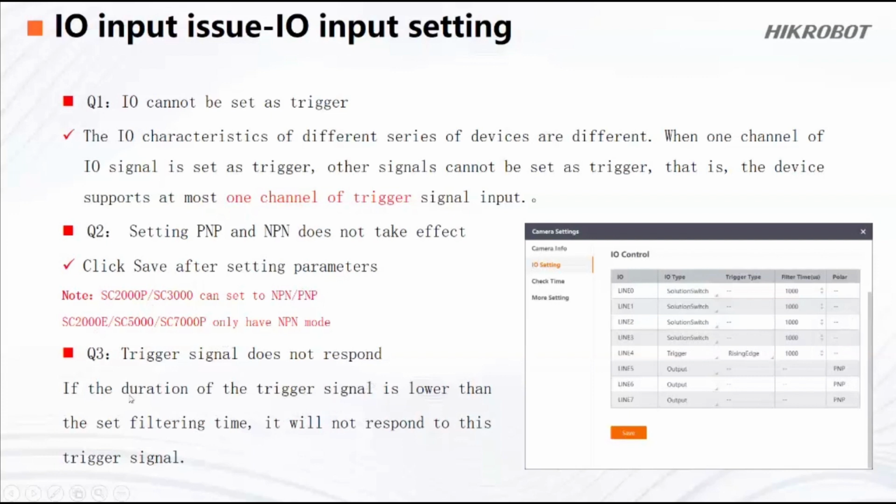For question 3, you have already checked the connection of the input, but when you trigger the signal, the camera does not react. Sometimes it is because the filtering time is too large. You can decrease the filter time and check again.